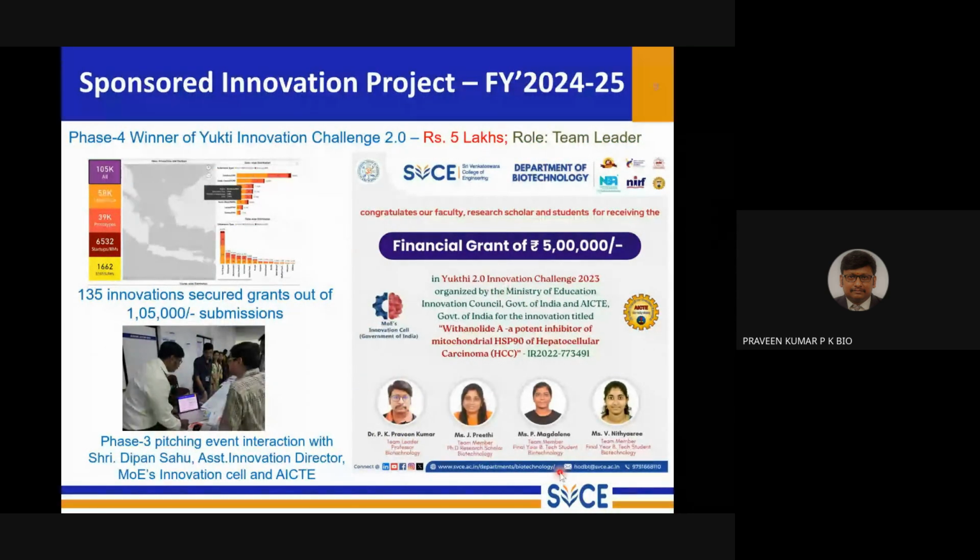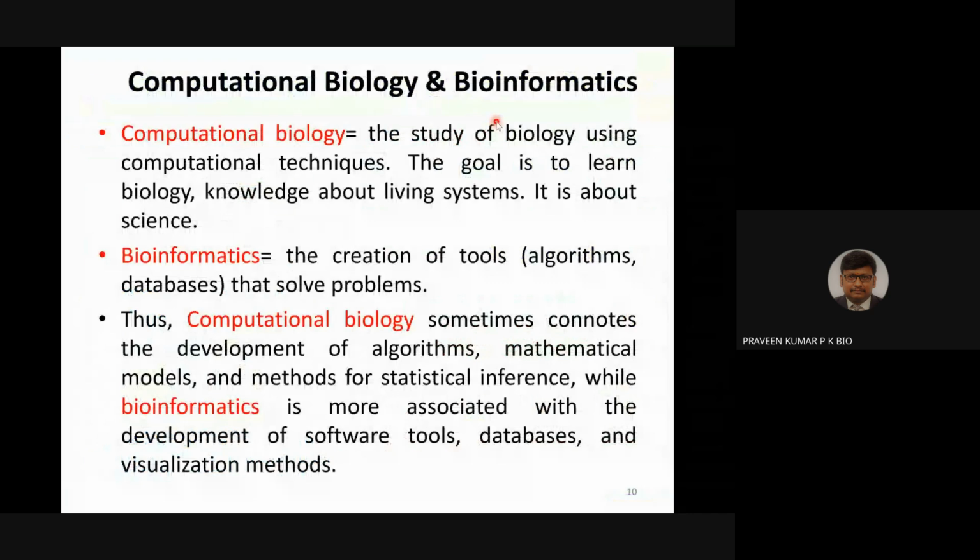About the recent event, and presently I'm working on this live project. This is on Withanolide A, a potent inhibitor of mitochondrial HSP90 in hepatocellular carcinoma. Here I'm using the computational technique, and of course I'm using nanotechnology delivery. Recently from the IIC, the Institution Innovation Council, we received nearly 1,05,000 submissions, and only 135 innovations secured a grant. My innovation is one of the 135 innovations. So we have a lot of opportunities if you succeed with your skills.